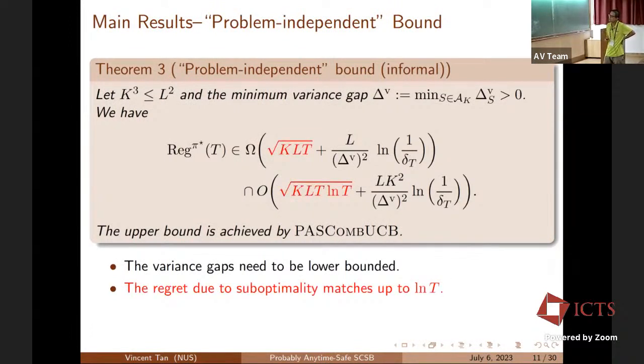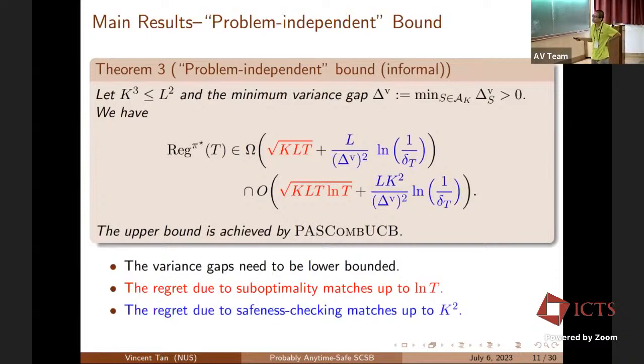The first term here, square root KLT: the upper bound and the lower bound just differ by a term that is logarithmic in T. This term here in red is due to ascertaining suboptimality of suboptimal solutions. So this term matches up to square root log T. This additional term here is due to safeness checking.